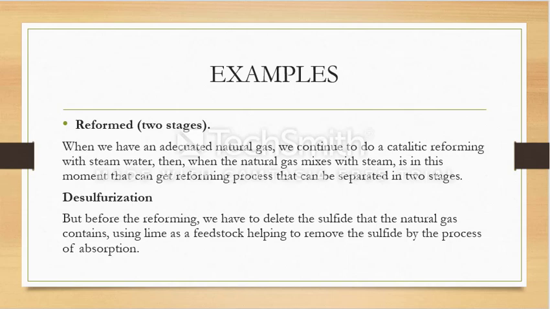Examples: reformer, 2-stage. When we have an adequate natural gas, we continue to do a catalytic reforming with steam water. Then when the natural gas mixes with steam, it's at this moment that the reforming process can occur, which can be separated in 2 stages.